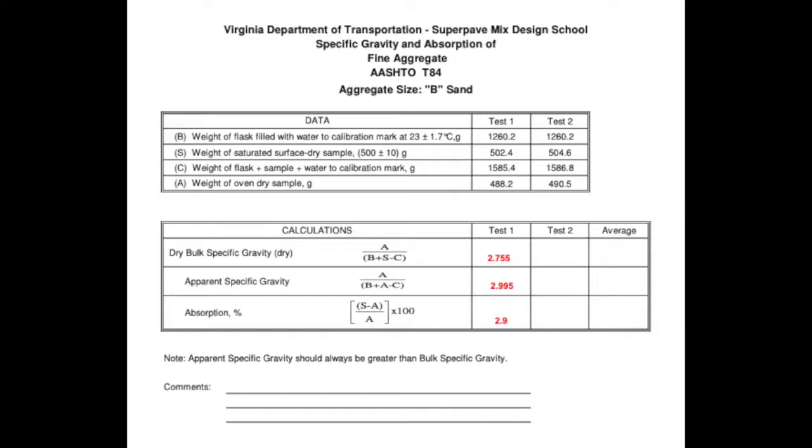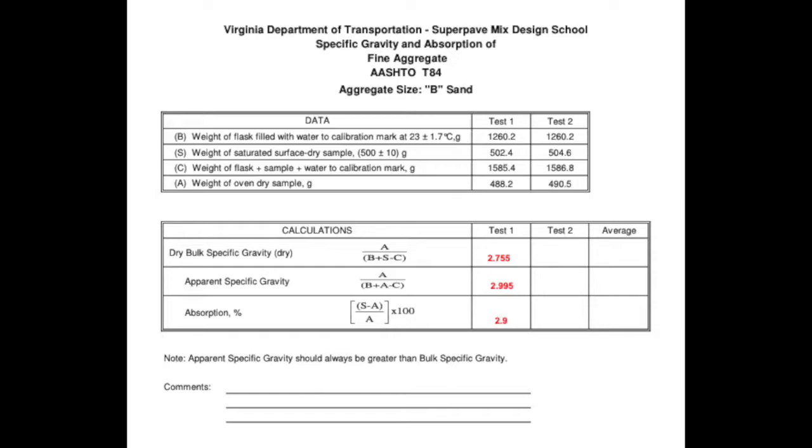So looking at the data supplied, B will represent the weight of your flask filled with water to the calibration mark. S is going to be the weight of your saturated surface dry sample. C will represent the weight of the flask, sample, and water to the calibration mark. A will represent the weight of the oven dry sample.